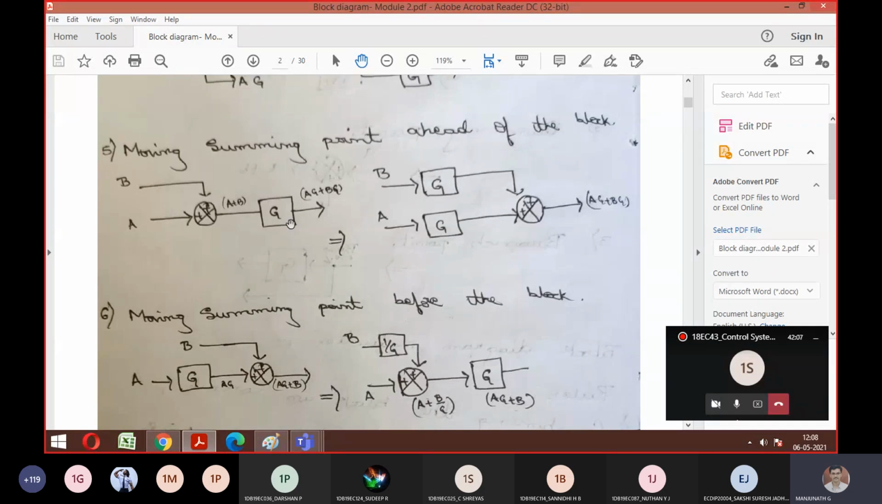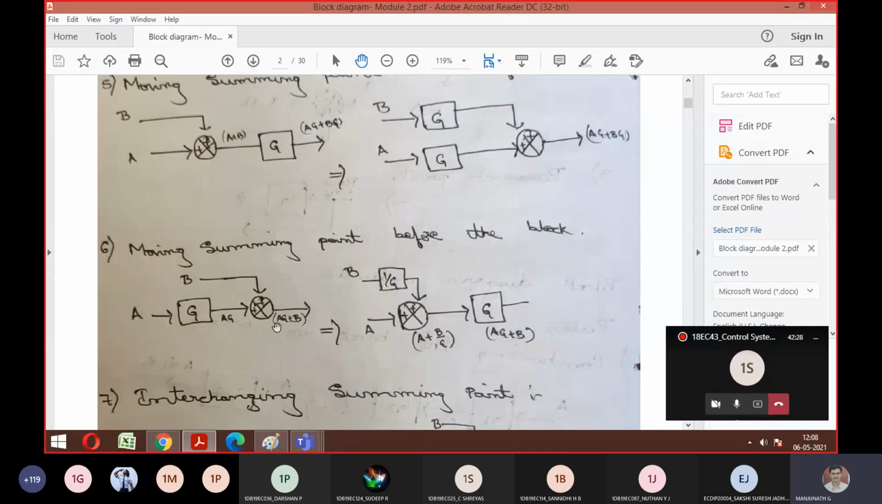Moving a summing point before the block means, if it is here, I want to move that before. That is what the meaning of before a block. So look at the scenario now. A is given as input directly to G, so I will get output as AG. B is separate output. So combination of this is AG plus B. So this is the output now. If you move the summing point behind this block, then this AG plus B should not get degraded. Correct? So for that, what I should do?